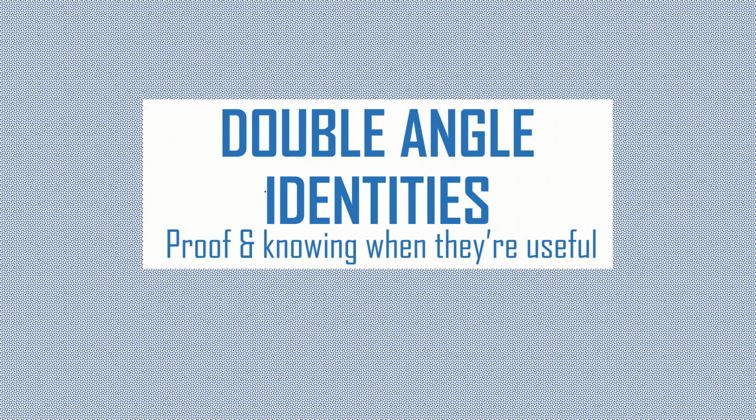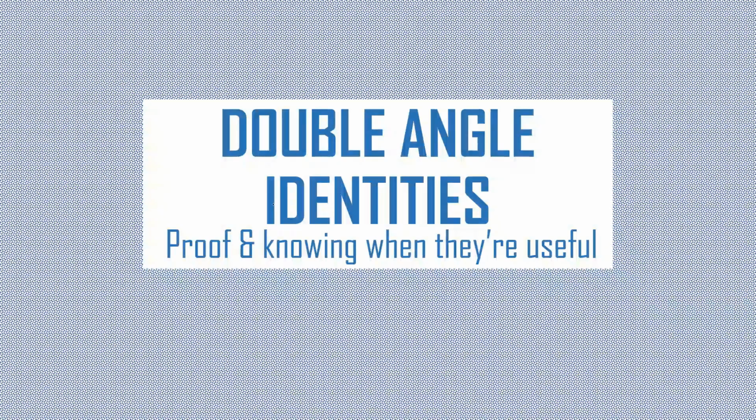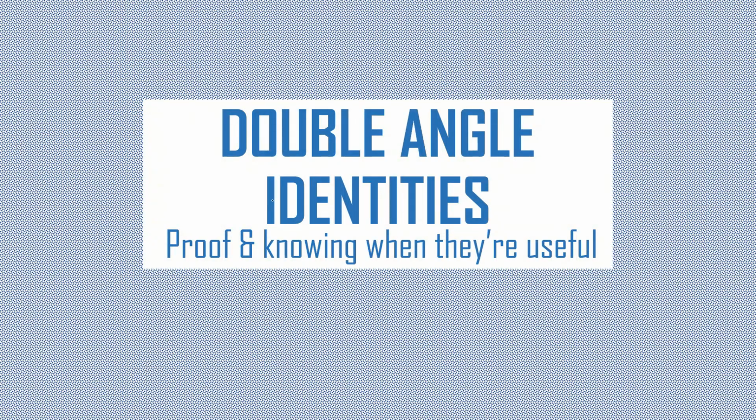Today we are looking at the double angle identities, specifically the proof of them, but also knowing why they're useful, because that's a common thing students get stuck on. They know they exist, but they don't know when they should or shouldn't be using them. So let's kick things off.